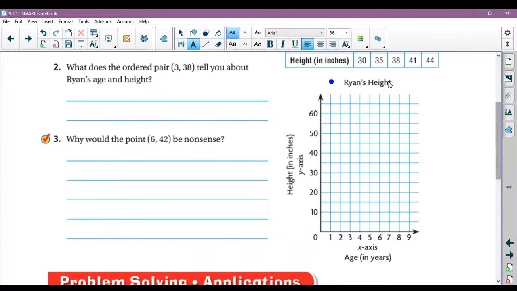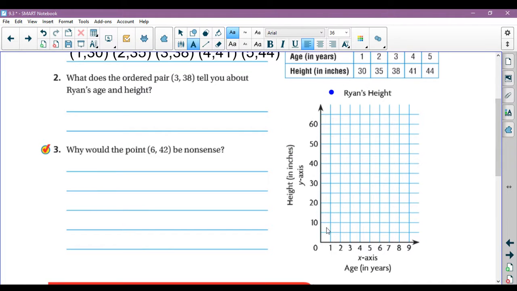Okay, so our first one was 1, 30. So let me bring this down here. There we go. So we go over 1 and up 30. It's a little crooked, move it over. There we go. Okay, the second one was 2, 35. Your third ordered pair was 3, 38. So over 3, and then up 38, and I just noticed I need to move that up a little bit more. There we go.